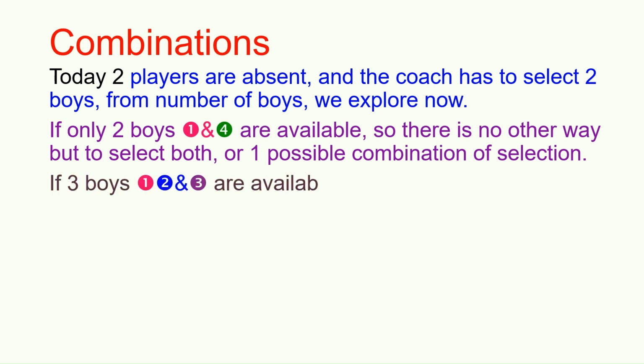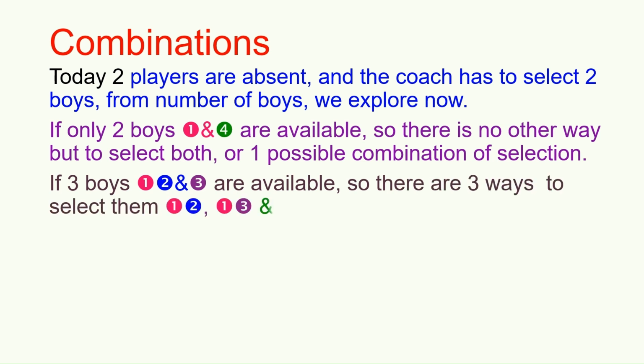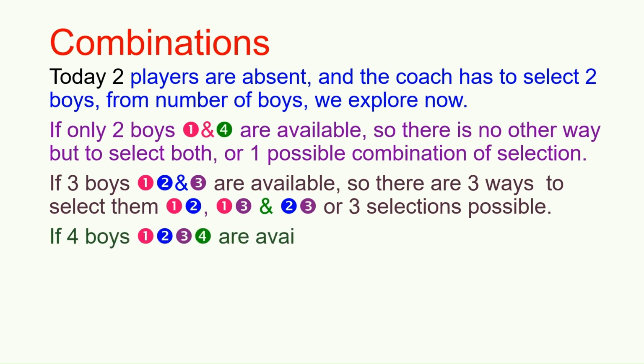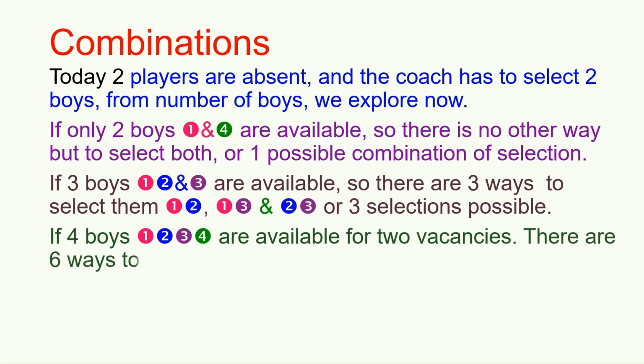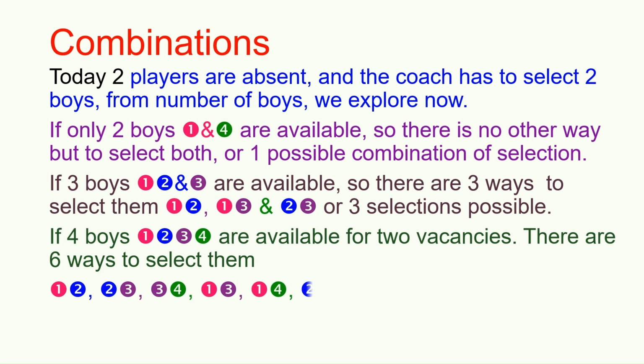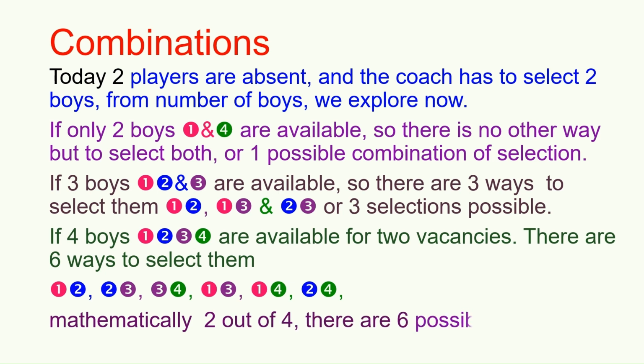If 3 boys, number 1, number 2, and number 3, are available, there are 3 ways to select them: 1 and 2, 2 and 3, 1 and 3, or 3 selections possible. If 4 boys, number 1, 2, 3 and 4, are available for 2 vacancies, there are 6 ways to select them: 1 and 2, 2 and 3, 3 and 4, 1 and 3, 1 and 4, 2 and 4. Mathematically, 2 out of 4: there are 6 possible combinations of selection.